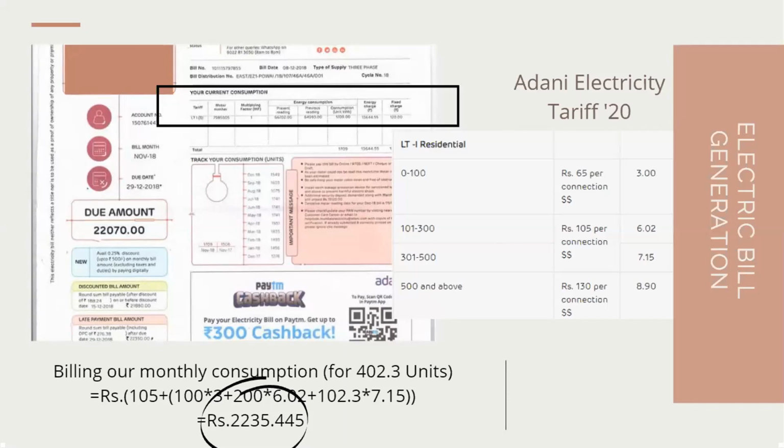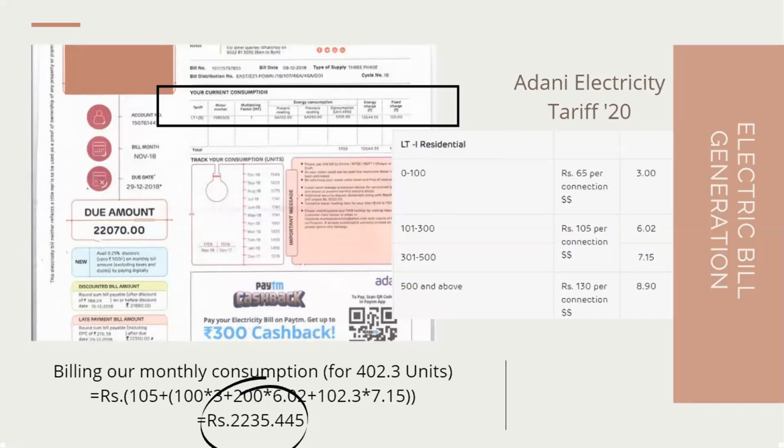And this is the tariff for our Mumbai appliances. Now, as you increase your consumption, the charges also increase, because the more you consume electricity, the less energy efficient you are, and thus they cost you more. So, for example, we got our consumption at 402.3 units.